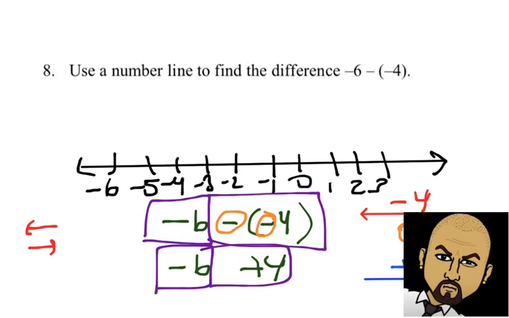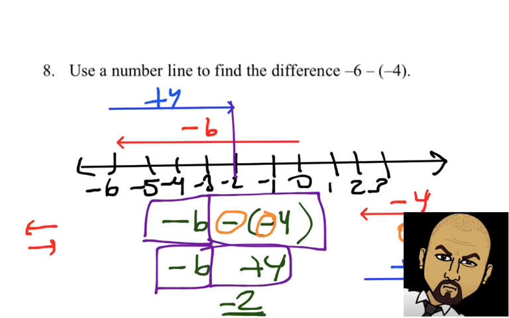And now we can go ahead and put our first term, which is negative 6, which is subtracting 6 from 0. You're going to go to the left. And then your second term is positive 4. And you're going to go to the right 4. And that leaves us at negative 2. And so this is how you use the number line to add and subtract.